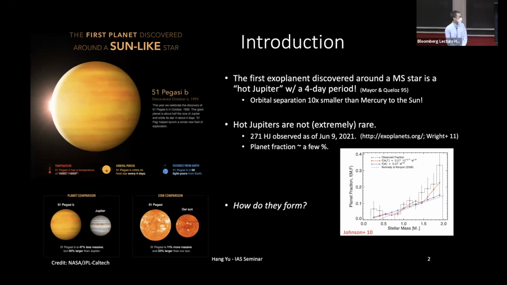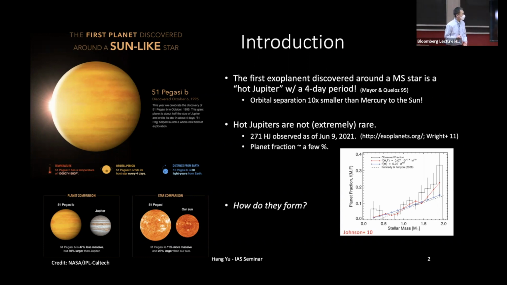So basically, people's interest in exoplanets is largely triggered by the discovery of 51 Peg-b, which is the first exoplanet discovered around a main sequence host. 51 Peg-b itself is pretty similar to our own Jupiter in the solar system. But what's really surprising here is its orbit. It has an orbital period of only 4 days. So in terms of distance, the distance of 51 Peg-b to its host star is 10 times smaller than the distance from Mercury to the Sun.